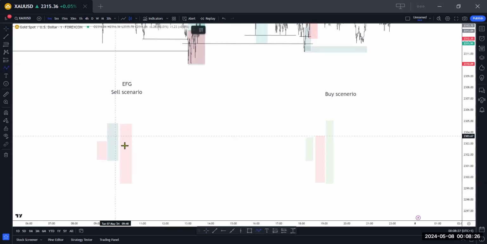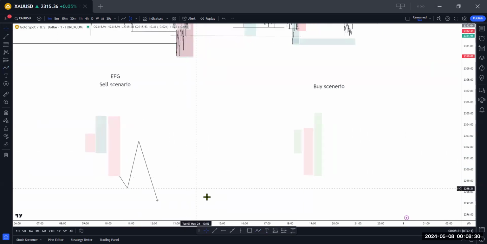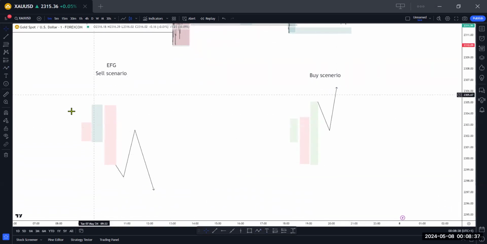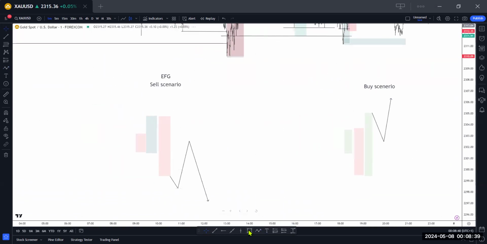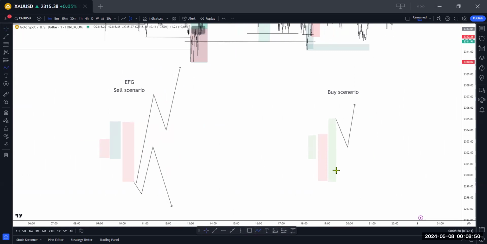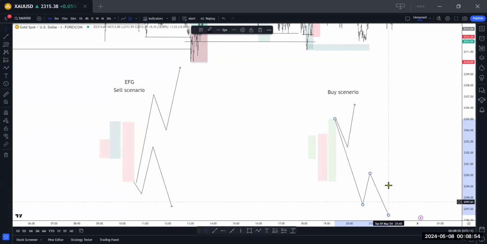Okay, so what would happen for the sell scenario? Price would come, tap, drop. For the buy scenario, price would come, tap, and drop. And there can also be breakouts. There are times price can break out. So when there's a breakout, price would continue, tap, and go higher. For this one, if there's a breakout, price would come, tap, and then go lower.